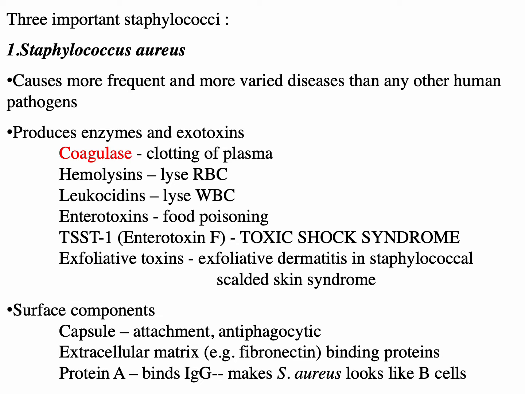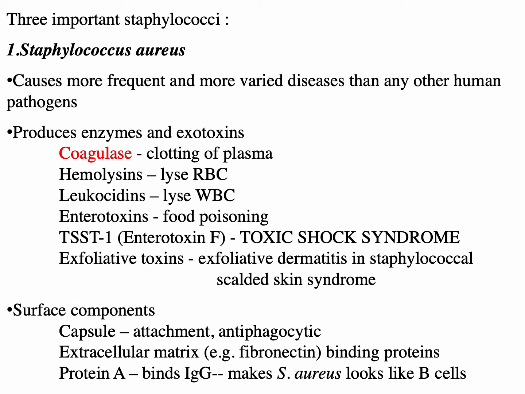Then you have the exfoliative toxin. This is the toxin that causes the dermis to separate from the under layers of the skin, causing a bubble-looking appearance, and this is in Staphylococcal scalded skin syndrome. Then they produce a whole bunch of surface components, capsule, extracellular matrix binding protein, and protein A. Most of them are used for colonization or adherence purposes.